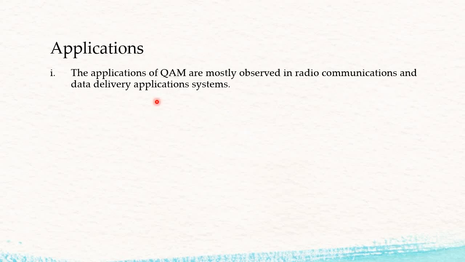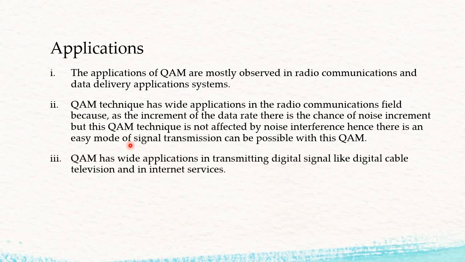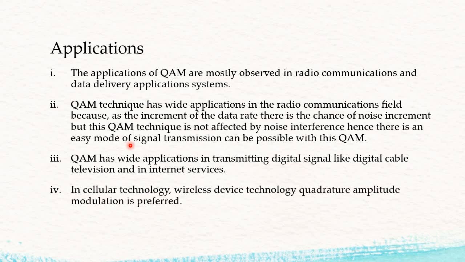And the applications. The applications of QAM are mostly observed in radio communication and data delivery application systems. QAM techniques have wide application in the radio communication field, because as the data rate increases, there is a chance of noise increment, but the QAM technique is not affected by noise interference. Hence an easy mode of signal transmission is possible with QAM. And lastly, QAM has a wide application in transmitting digital signals like digital cable, television, or internet services. And finally, in cellular telecommunication and wireless device technology, quadrature amplitude modulation is preferred. So mostly QAM technologies are used in wireless communication technologies.